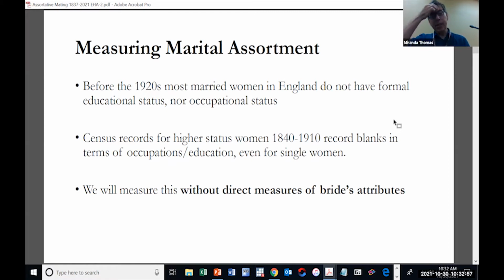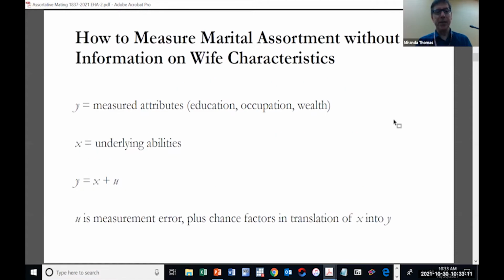And I should emphasize at this point that the method we're implementing here was first implemented by Matt in his PhD dissertation. And so you'll see when we get to the third talk, this method come up again, but it's actually original with his dissertation. And so how are we going to measure marital assortment without information on women?